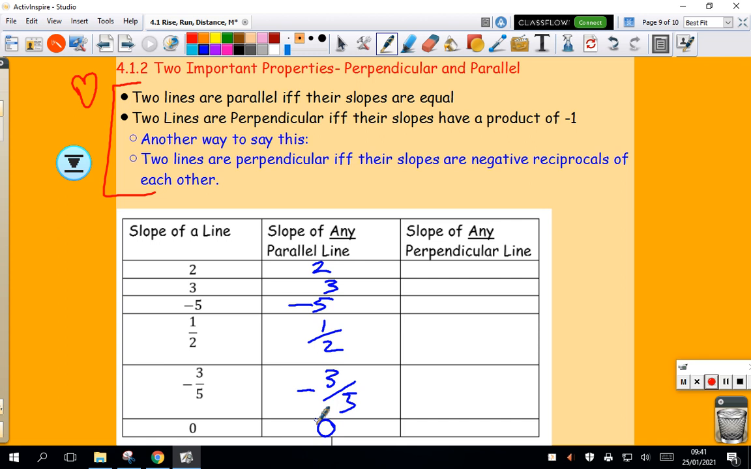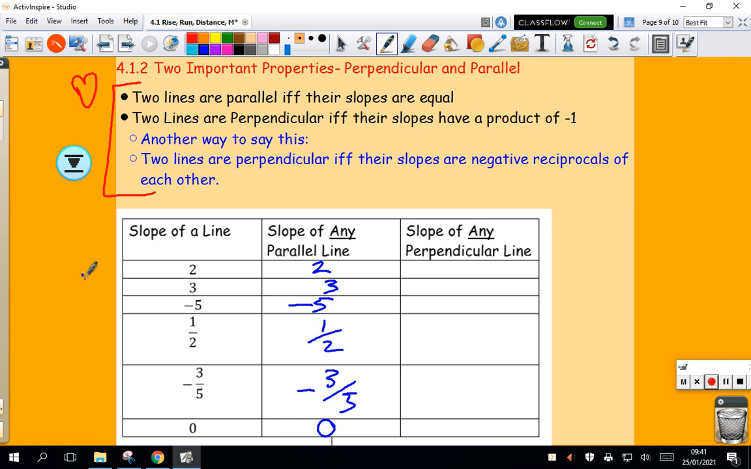Okay? A couple of things to note. What do all these numbers mean? Well, a positive slope means it's moving upwards, that the line is rising as we move from left to right. Negative slope means the line is falling as we move from left to right. We say a positive slope is increasing. Negative slope means it's decreasing.